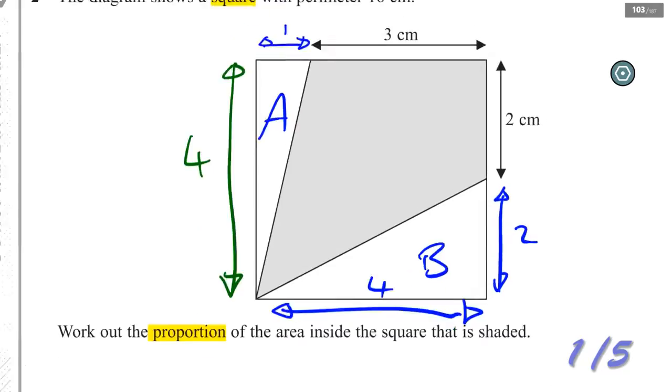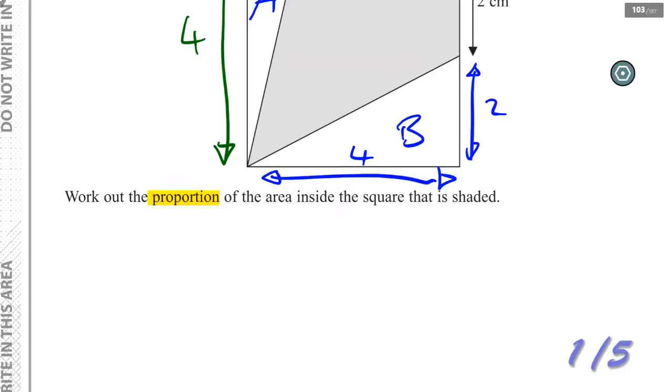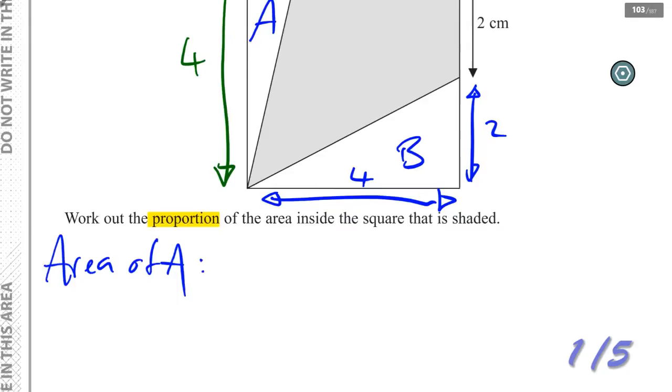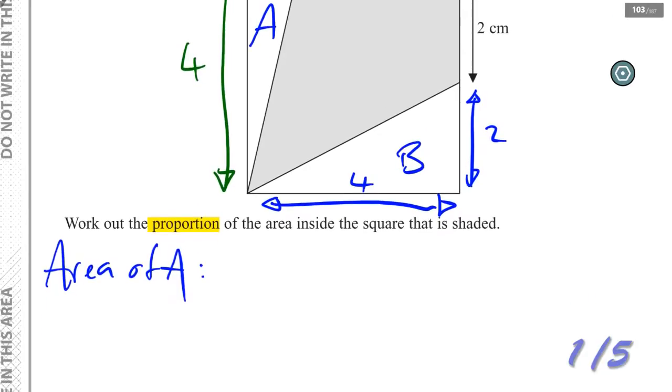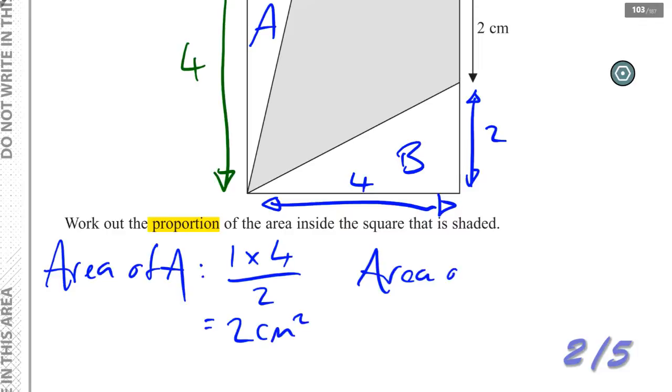So to find those areas, the area of A, that's got side lengths of 1 and 4, so we're going to do the area of a triangle, which is height times width divided by 2. That's giving us 4 divided by 2, which is 2. And the area of B, height times width, 4 times 2 divided by 2. That's 8 divided by 2, which is 4.